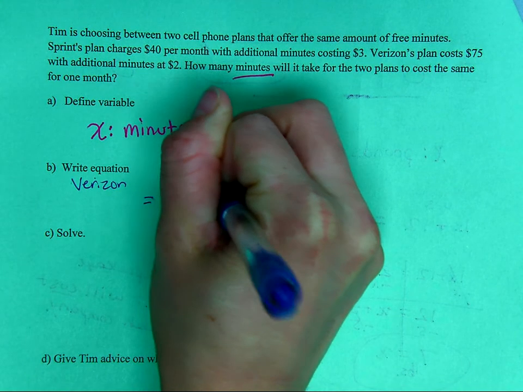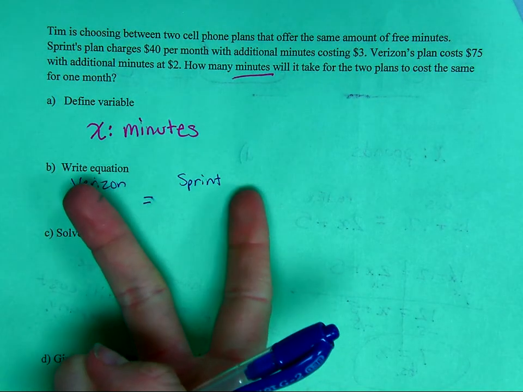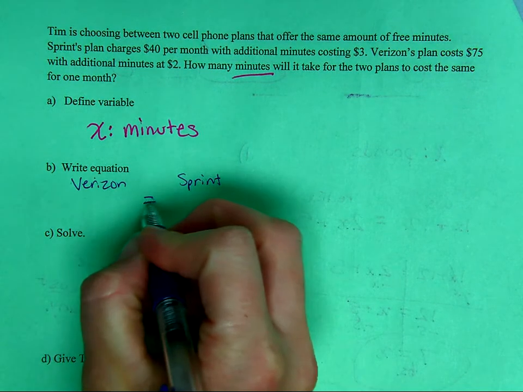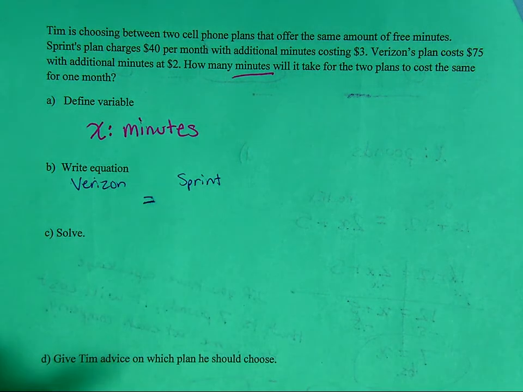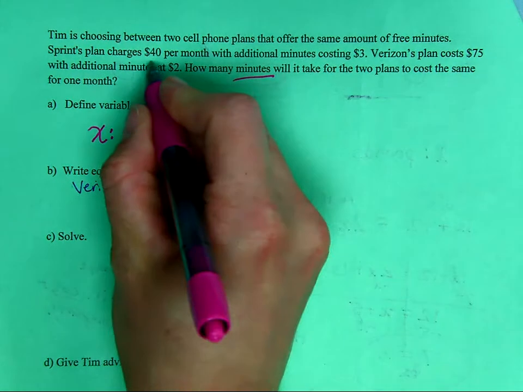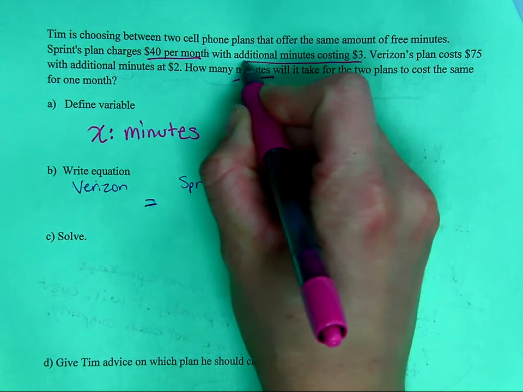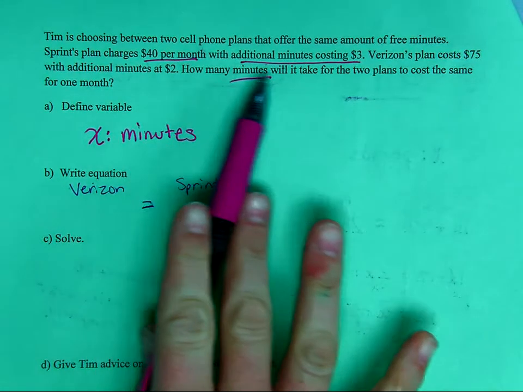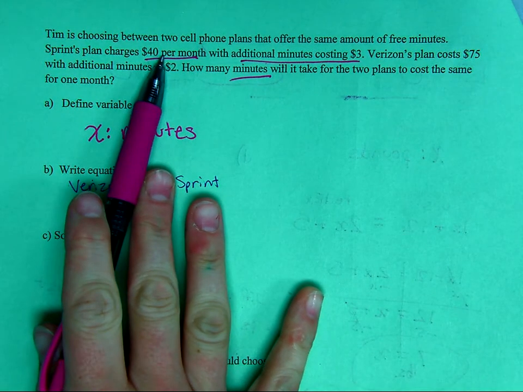And I didn't mention this in the last problem, but if you have these two on opposite sides, that's fine. You're going to get the same answer. Okay, there's no reason why Verizon has to be on this side. It's just I have all of my numbers for Verizon on one of the sides, and Sprint is all on the other. So Sprint, I've got $40 a month, $3 for each additional minute. So these are kind of both rates, but they said for 1 month here, which means that 40 is our constant.